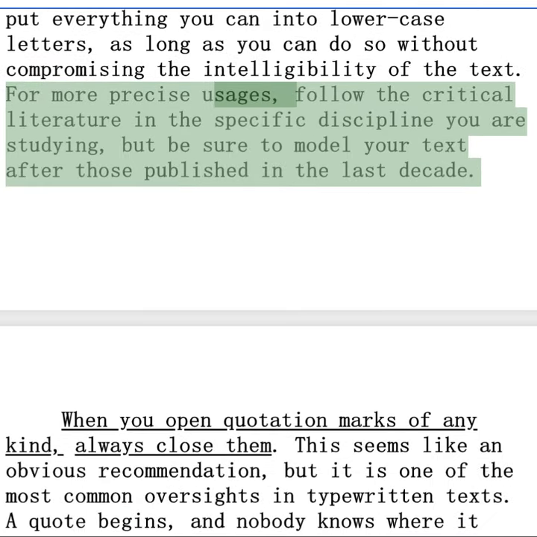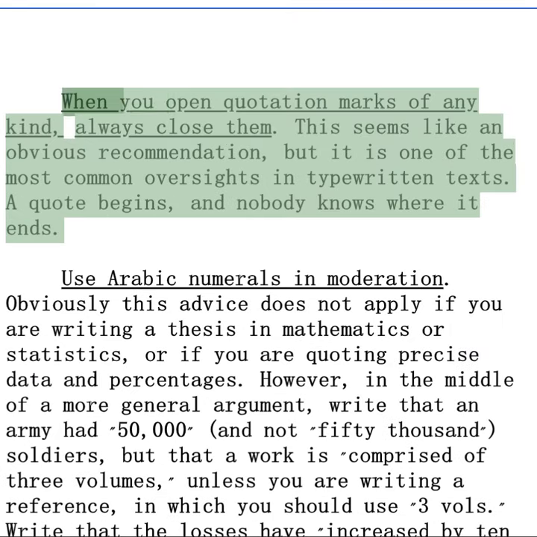For more precise usages, follow the critical literature in the specific discipline you are studying, but be sure to model your text after those published in the last decade. When you open quotation marks of any kind, always close them. This seems like an obvious recommendation, but it is one of the most common oversights in typewritten texts. A quote begins, and nobody knows where it ends.